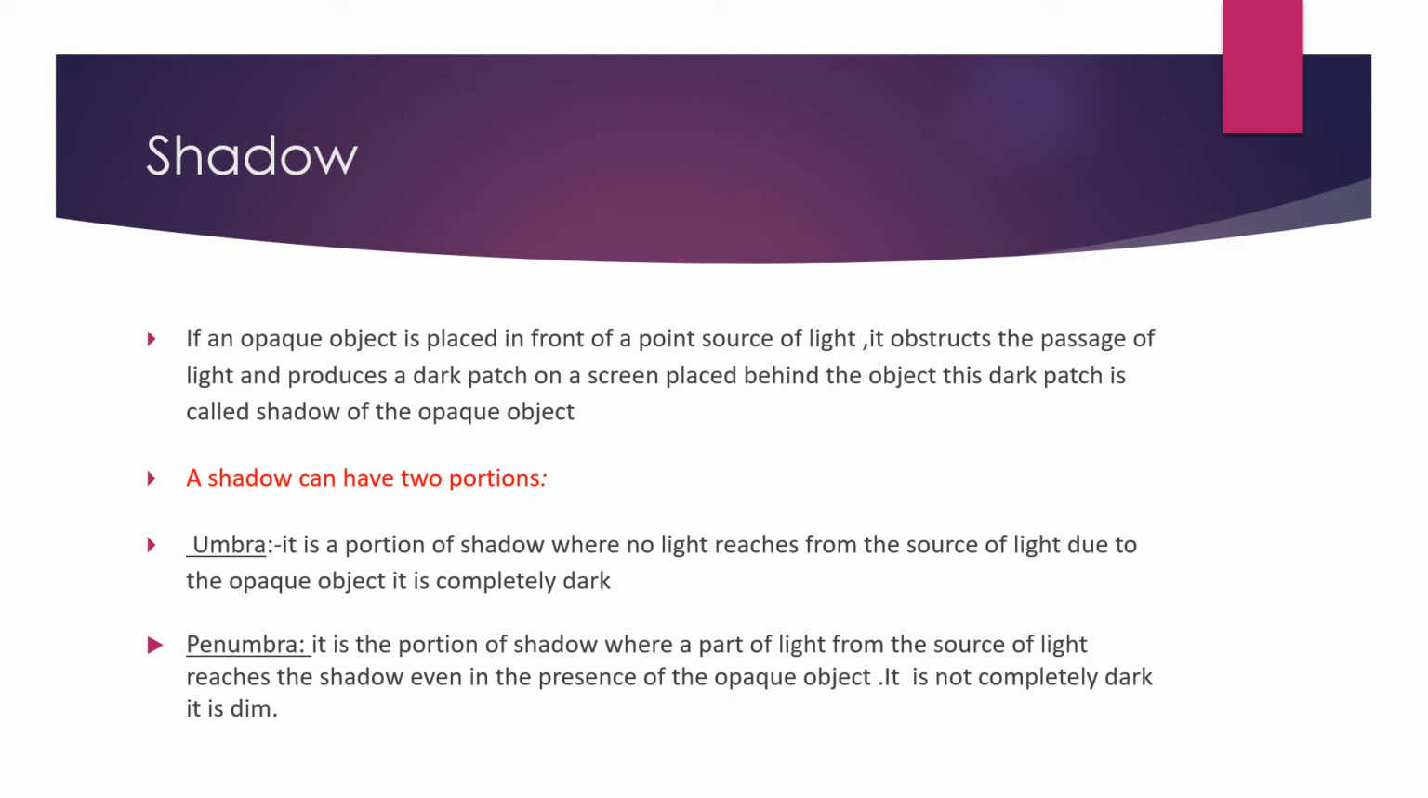Umbra. It is a portion of shadow where no light reaches from the source of light. Due to the opaque object, it is completely dark. Penumbra. It is the portion of shadow where a part of light from the source of light reaches even in the presence of the opaque object. It is not completely dark, it is dim.